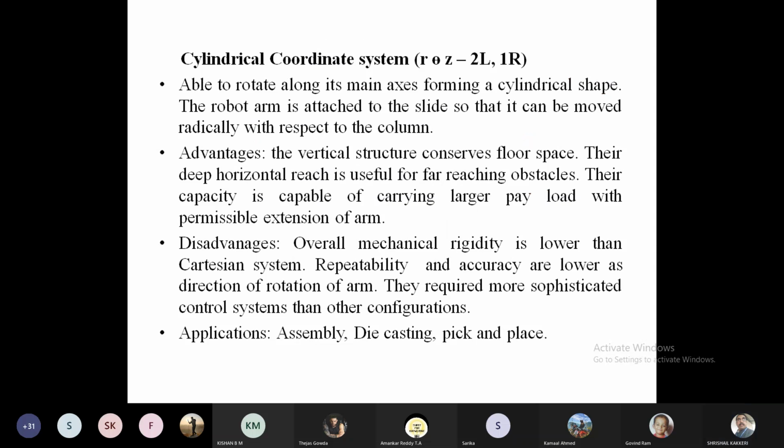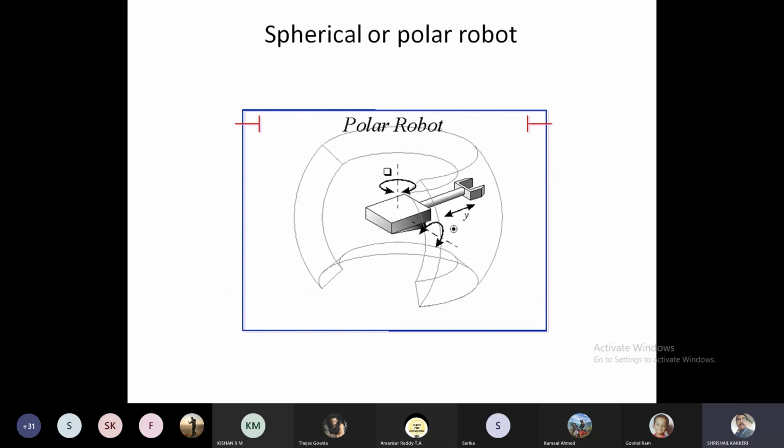This is about the cylindrical robot: 2L and 1R. Now let me come to the spherical or polar robot. A spherical or polar robot has one linear joint and two rotational joints. The work volume generated by these robots will be in the form of a segment of a sphere. You take a ball and cut down some portion of it; that will be the work volume defined by this robot.